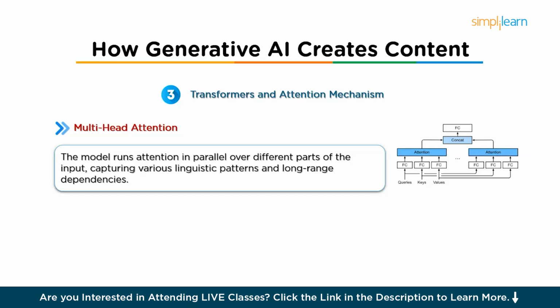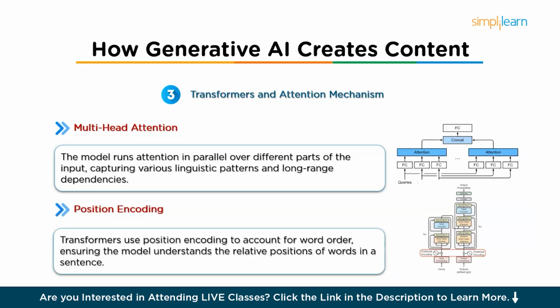So these help the model capture a variety of linguistic patterns such as long-range dependencies. And then there is position encoding. Unlike traditional sequential models like RNNs, transformers don't process words in order, meaning they don't inherently capture the sequential nature of language. So to account for word order, transformers use positional encoding, which adds information about the position of each word in the sequence.